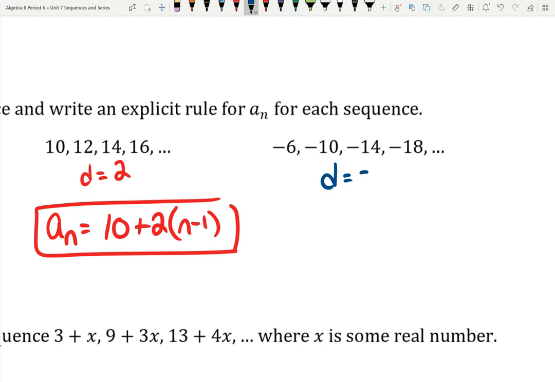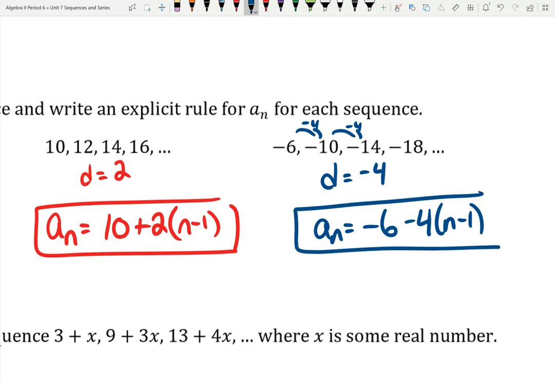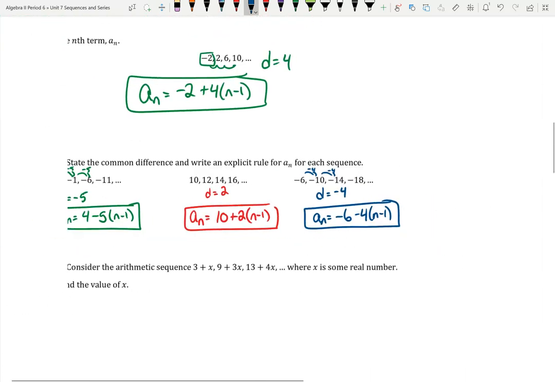Here the common difference is -4. I keep subtracting 4 to get to the next term. These are all arithmetic sequences I'm working with here. Start at -6, keep subtracting 4, n minus 1 times. That wasn't bad, was it?